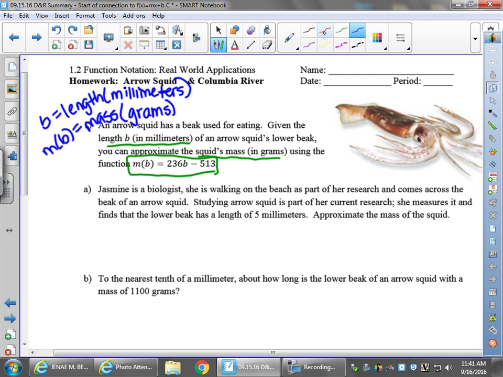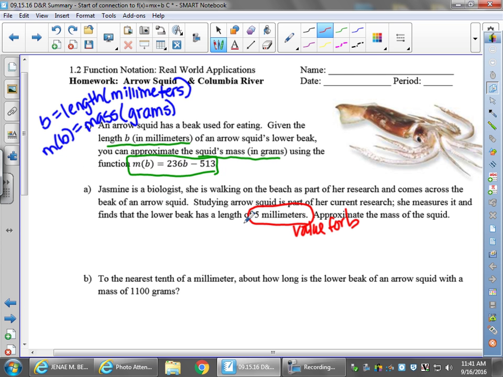What should I be circling or highlighting? Yes, 5 millimeters. That is what I am given. And is this a value for B or M of B? How do you know? Look at how you defined your variables. What's B measured by? Millimeters, and this is millimeters. So if you define your variables correctly, it really does help.